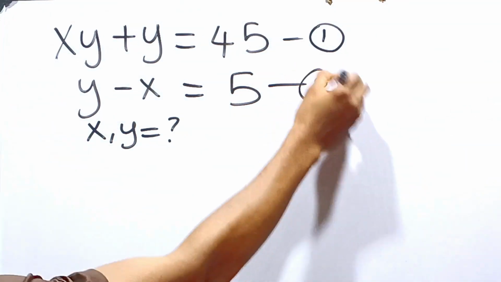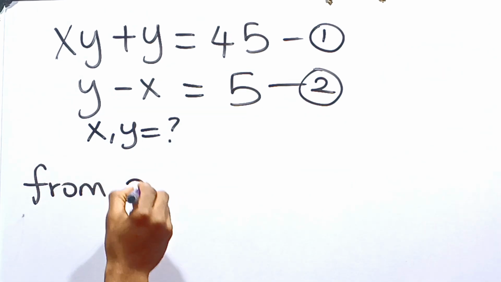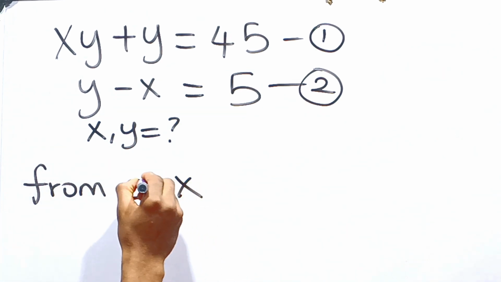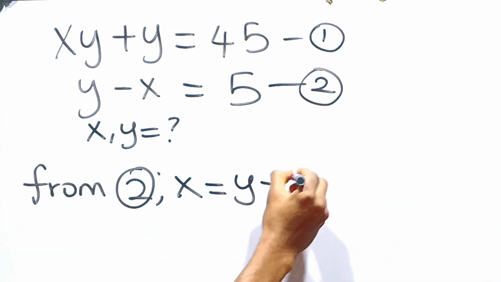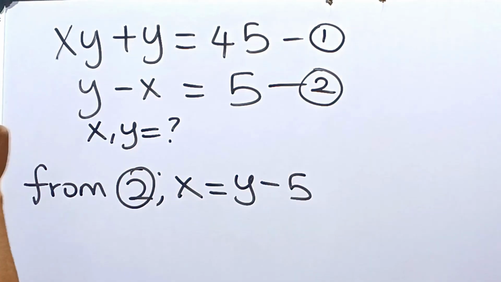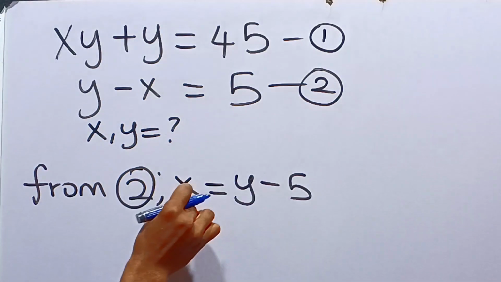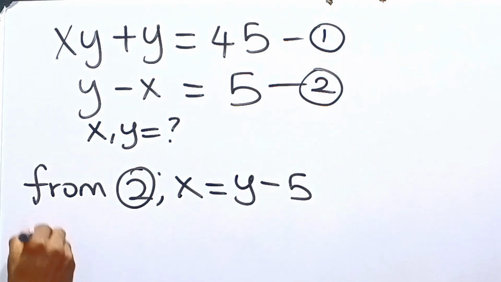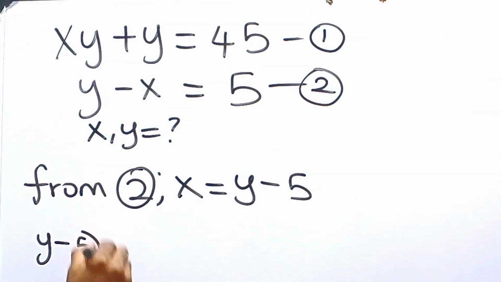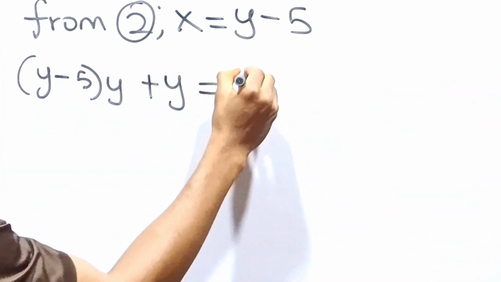equation 2, so that we can say from equation 2 that x is equal to y minus 5. So, this is deduced on this. Now, we can substitute x as y minus 5 in equation 1. So we have (y minus 5) into y plus y equals 45.